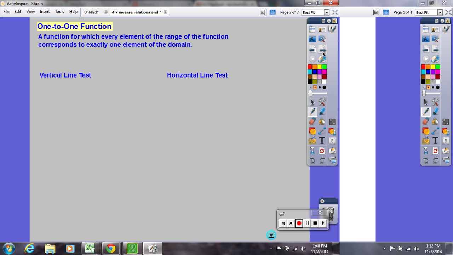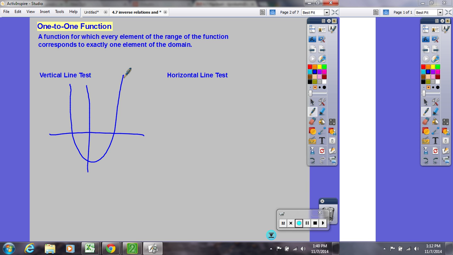Okay, so let's go on to this one. A function is one-to-one if every element of the range of the function corresponds to exactly one element of the domain. Let me show you a picture of one-to-one and see if you can understand. Is that one one-to-one? No. Is it a function? Yes. Not all functions are one-to-one.